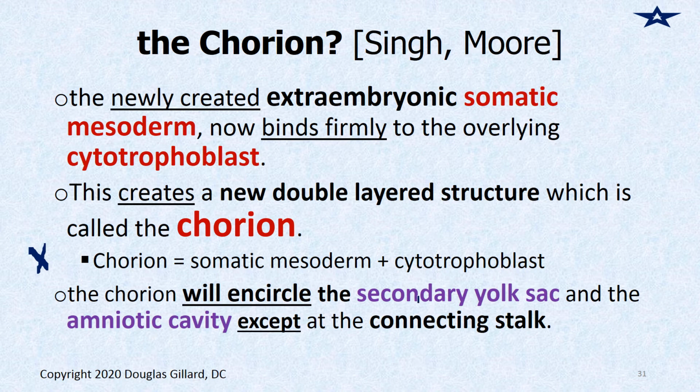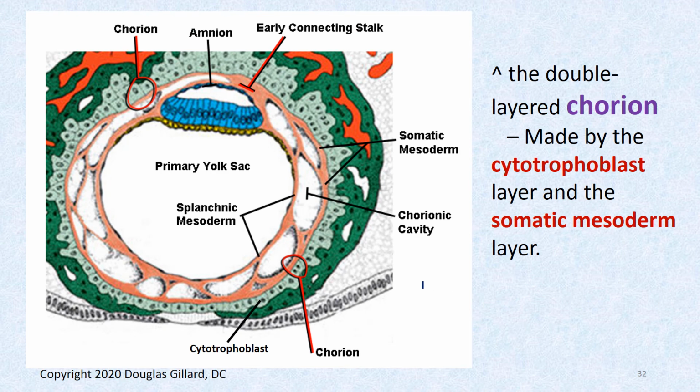And it will someday encircle the entire secondary yolk sac, except for that connecting stalk again. Right? So this is the chorion. And the chorionic cavity is forming. It's still in that kind of infant stage. Pretty soon all these partitions will be gone. But here's the chorion. So it's this outer layer, so that's somatic mesoderm, aka parietal mesoderm. And then the light green right there, that's the cytotrophoblast. So those two layers. It's not the dark green, that's syncytiotrophoblast.